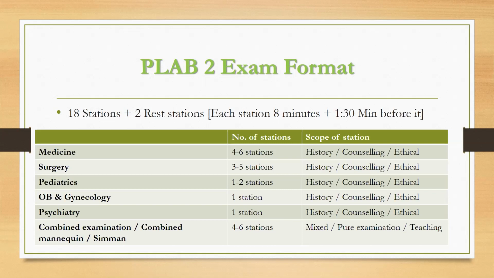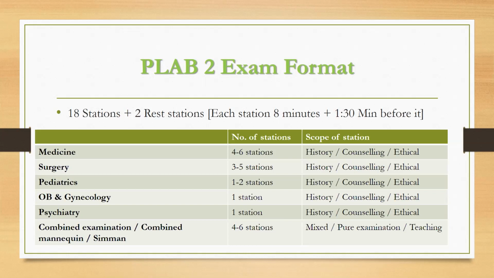Regarding the medicine stations, it varies from 4 to 6 stations. A station could be a history station, which will focus mainly on history taking. It could be a counseling station, and it could be an ethical and medical dilemma. Surgery stations vary from 3 to 5 stations, and also could be history taking, counseling, or ethical stations. For pediatrics, the number is between 1 and 2 stations, and it could be history taking, counseling, or ethical.